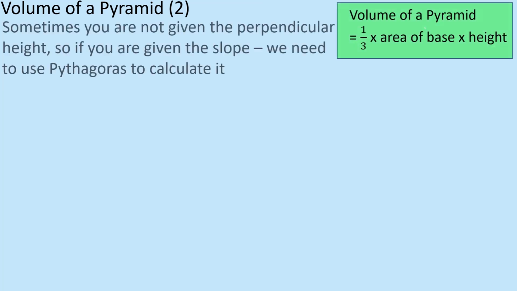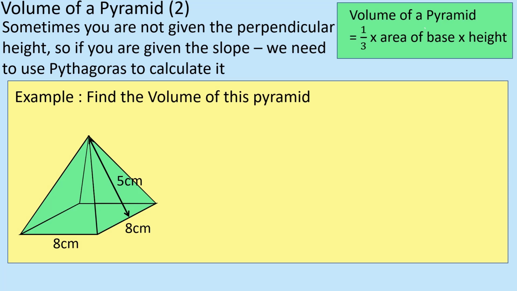So let's think about the fact that maybe you're not given the perpendicular height. So this is the trickier one. And if you've not done Pythagoras yet, then please look at Pythagoras, because ultimately what we're looking at is trying to do a bit of Pythagoras with the piece of information that's missing. So we don't have the perpendicular height. We have a slope length right down the middle.